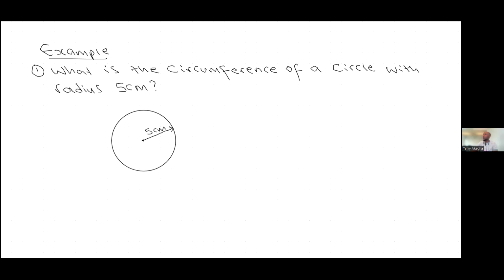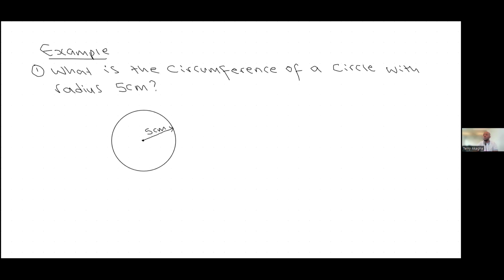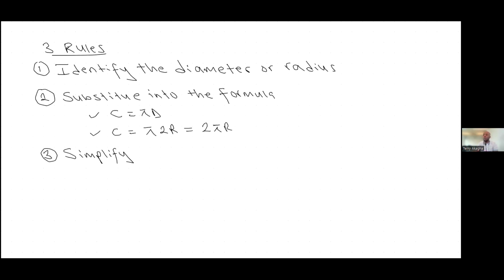So what is step 1? Step 1, we're meant to identify the diameter or radius. In this question, we're given the radius. The radius, which is equal to r, is 5 centimeter. Now step 2, we have to substitute into the formula.